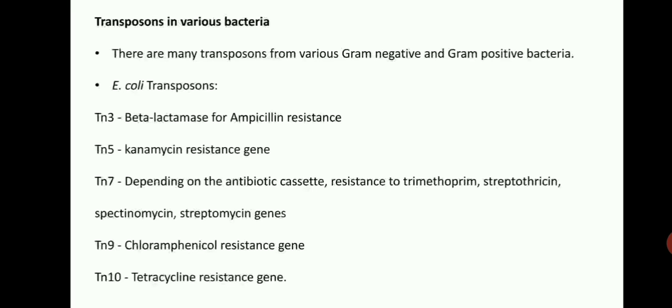Now Tn9 has a chloramphenicol resistance gene at the center, and Tn10 has the tetracycline resistance gene. So these were some examples of E. coli transposons. I hope you clearly understand these transposable mobile DNA elements. So this was all about the transposable mobile DNA elements.